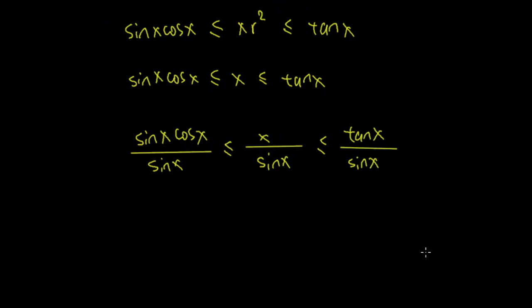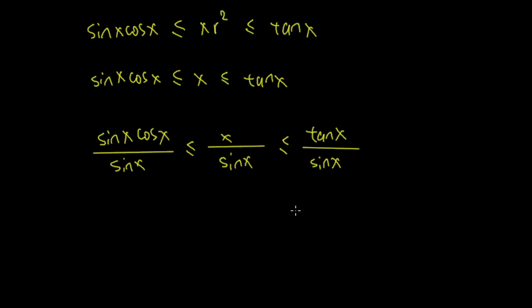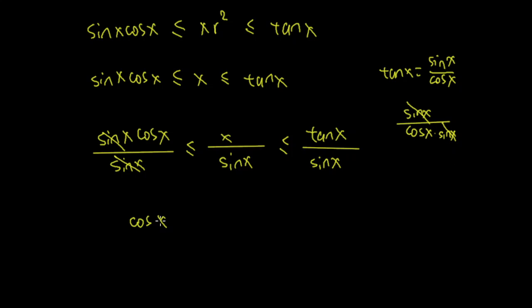Okay. Now, what do we do? Sine x and sine x cancel out. How about tan x over sine x? We know that tan x is equal to sine x over cosine x. Then tan x over sine x is sine x divided by cosine x divided by sine x, right? Then this cancels out. All I'm left with is 1 over cosine x. So this is cosine x is less than or equal to x over sine x, which is less than or equal to 1 over cosine x.